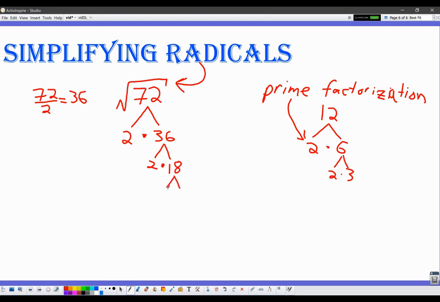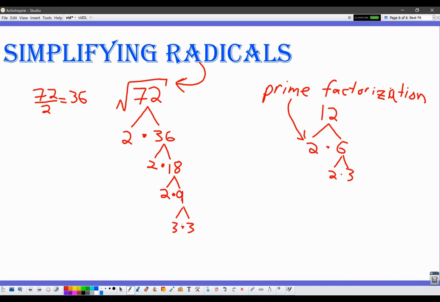Now I'm going to do the same thing with 18. I'm going to factor it 2 times 9, right? And 9 is not divisible by 2, but it is divisible by 3, right? In fact, 3 times 3 gives me 9. Cool. So we've got our prime factorization done. This is as far as we can go, right? So how do we apply this to simplify the radical?